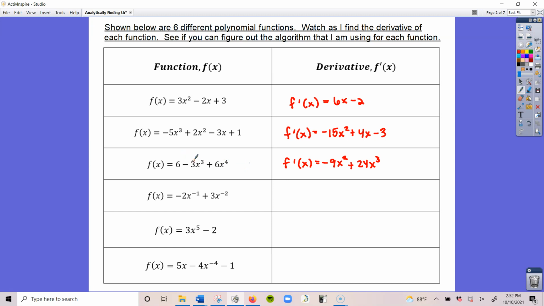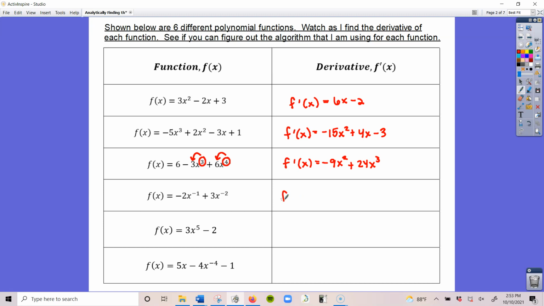What you should be noticing by now is that how we get these terms is we take this exponent and we multiply it with the constant. 3 times negative 3 is negative 9. And then to get the new exponent, we subtract 1 from the exponent that we had. 3 minus 1 is 2. And if you look here at 6x to the fourth, we do the same thing. 4 times 6 is 24. And then the derivative of x to the fourth would be x, and subtracting 1 from the 4, you get 3.